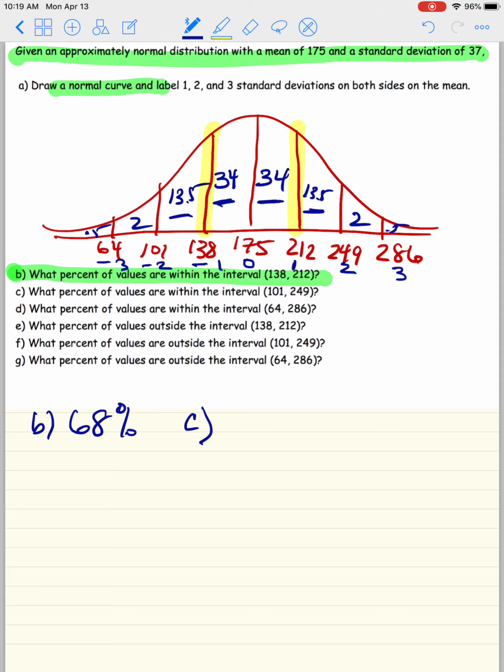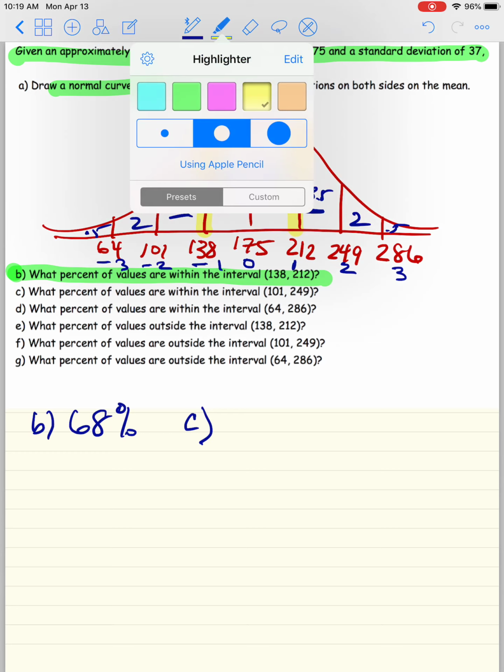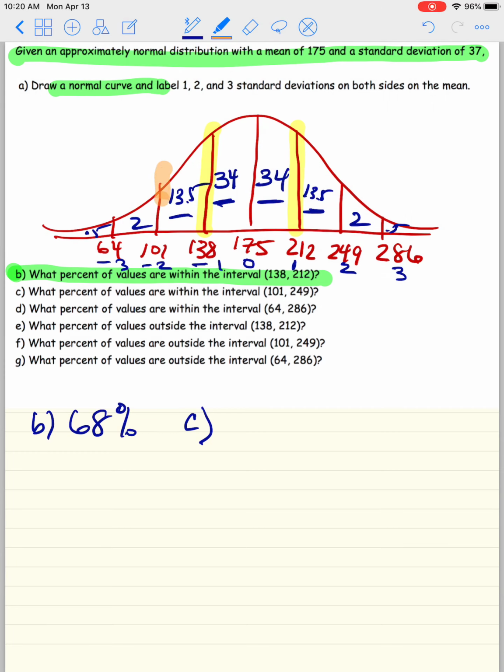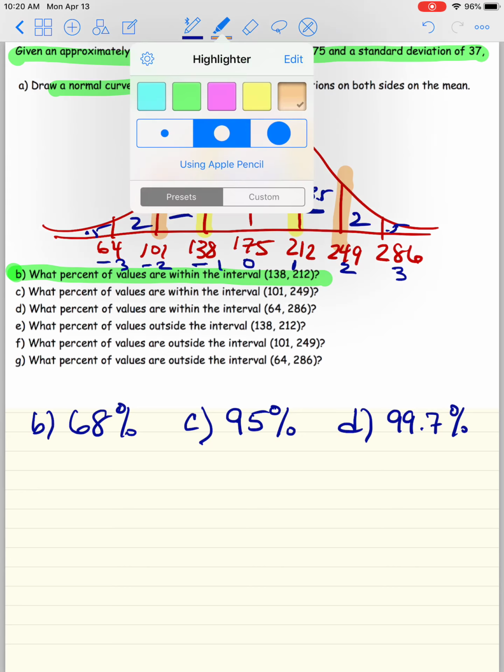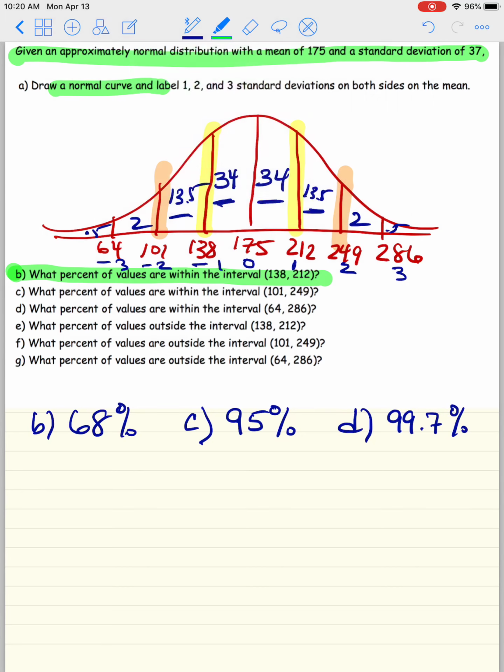Letter C. What about 101 to 249? Let's see, 101 to 249. Well, that makes 2 standard deviations away. Do you guys remember 2 standard deviations away? 95%. What about 64 to 286? 99.7% or just 99% is fine for now. Okay, so now that's letter D. So we're done with A, B, C, and D. Now we're on letter E.